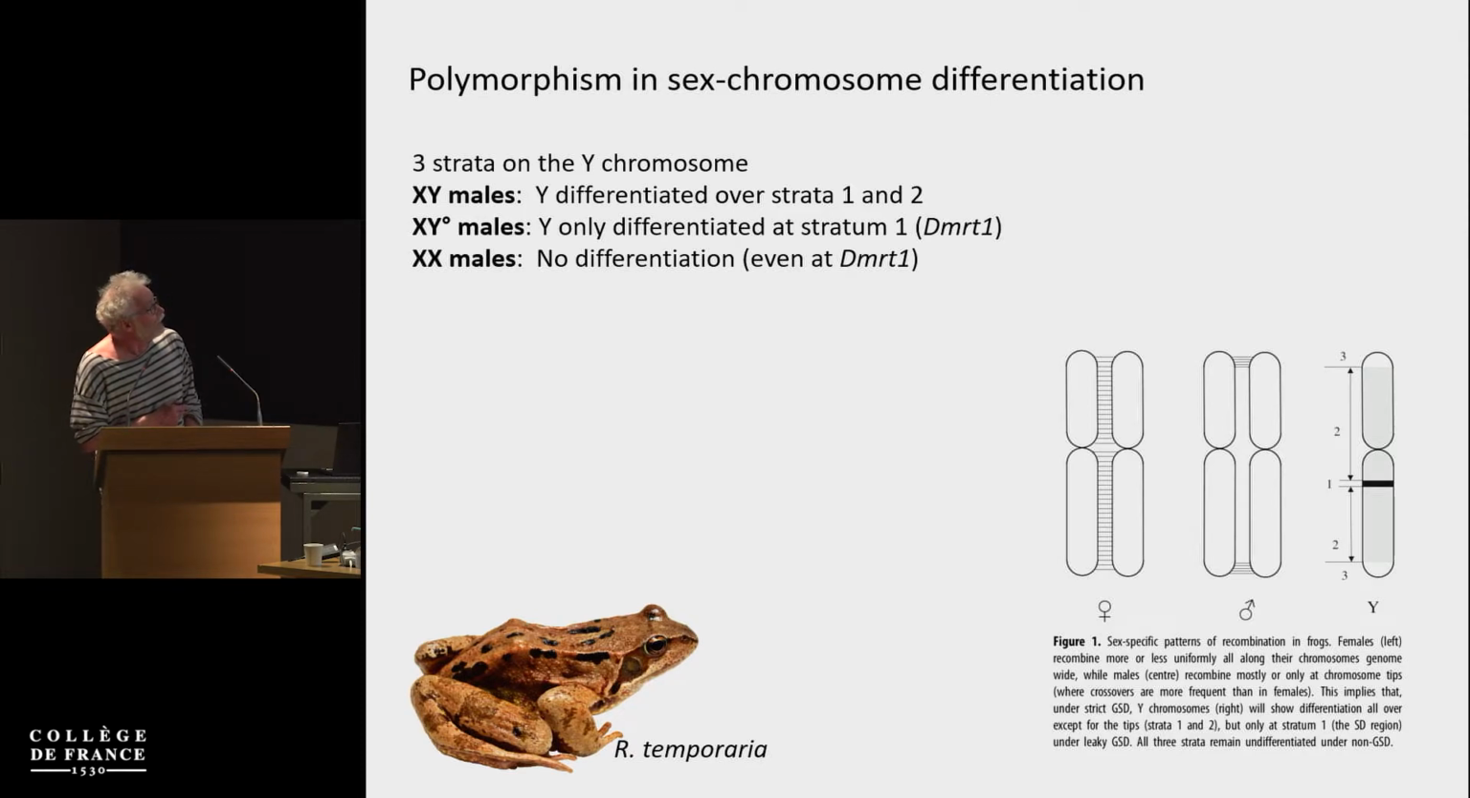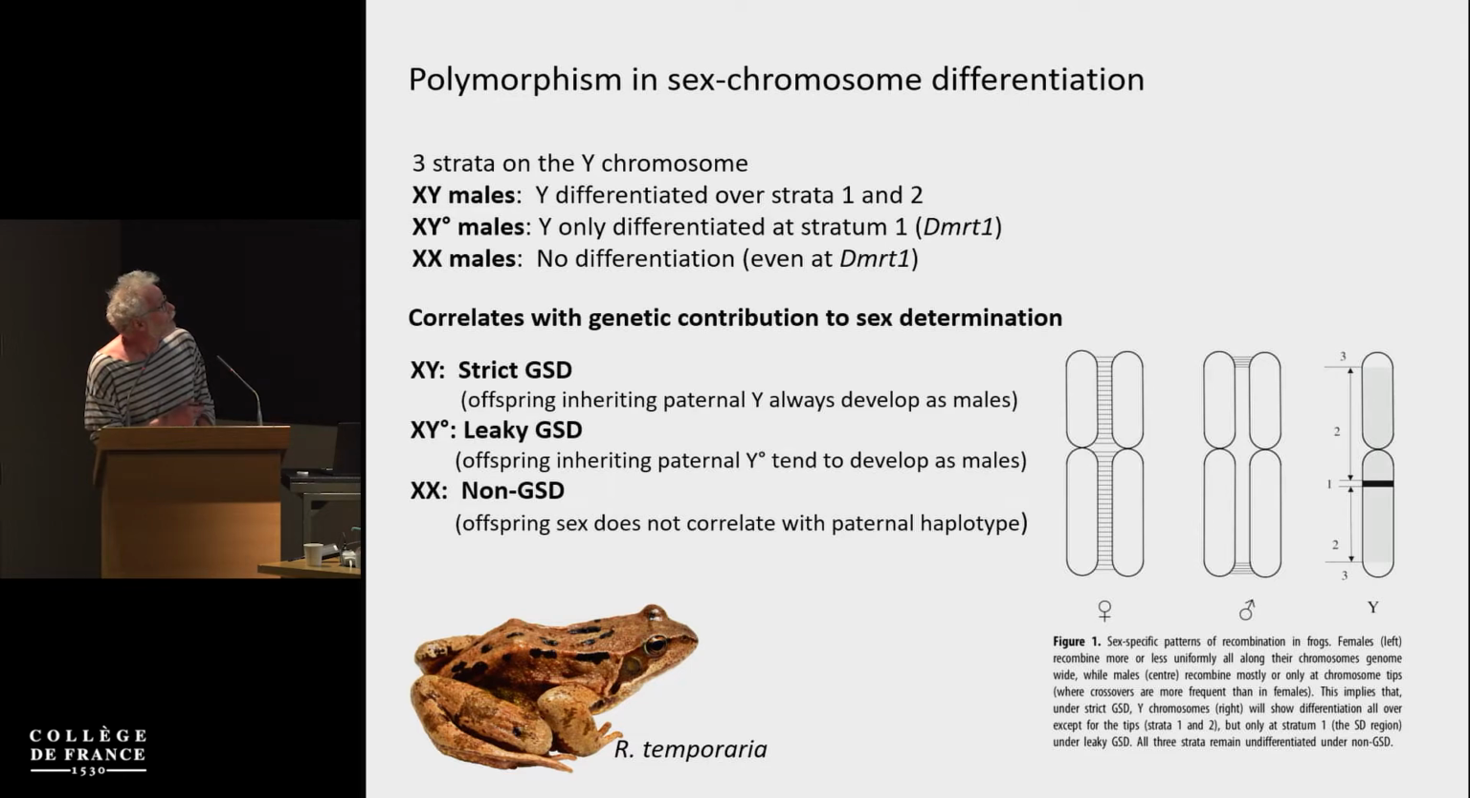XY-naught males only show differentiation at this region. Basically, one gene, which is here, DMRT1, shows differentiation, with different alleles between males and females, and all the rest is similar between males and females, so genetically identical. And finally, we have a third category of males, XX males. They don't show any genetic differentiation between X and Y, even at this region. So basically, you cannot distinguish them from females on the genetic level, from the genes.